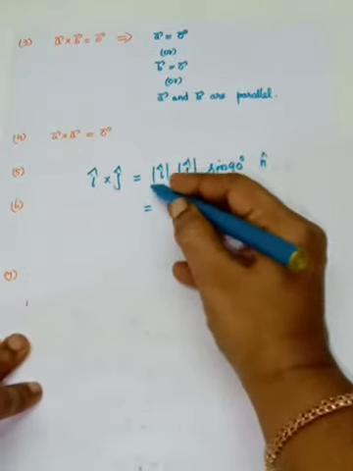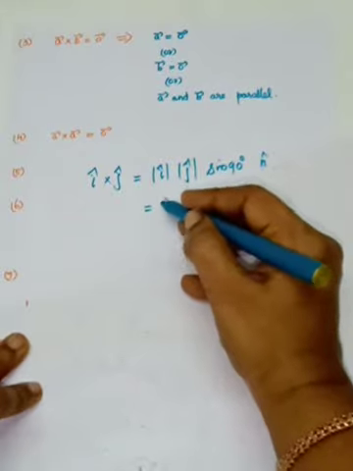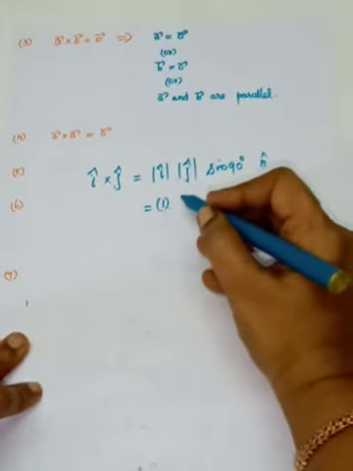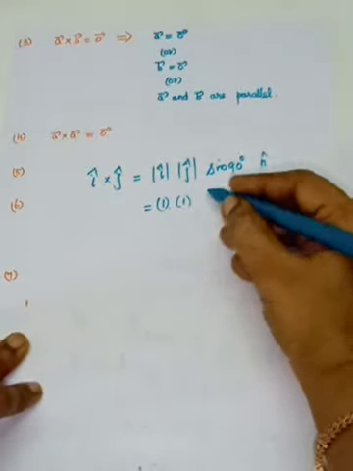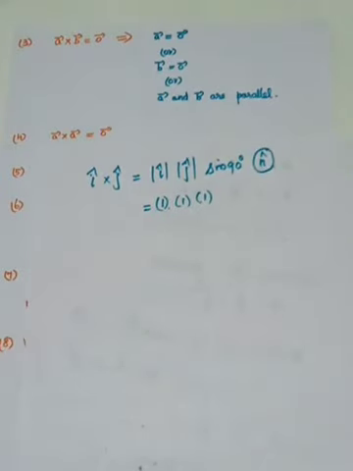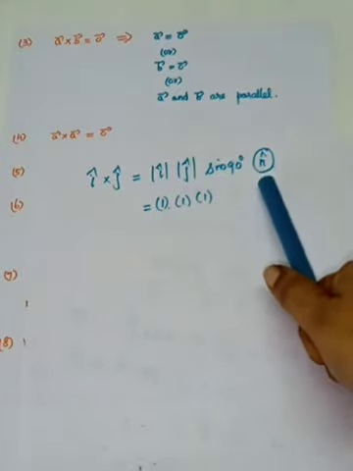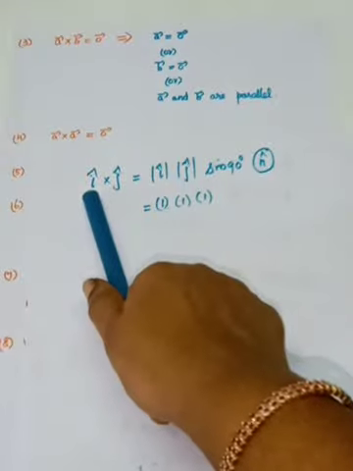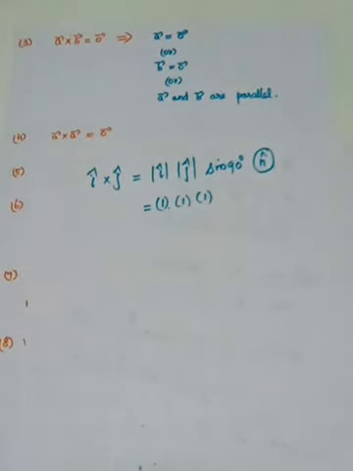So modulus of i cap, it's a unit vector, so the modulus is 1. Here also modulus of j cap is 1. What is sine 90 degree? Sine 90 degree also is 1. And n cap, what I have said at the starting, it is a unit vector normal to i cap and j cap. So while you are talking about a vector cross b vector, n cap is a unit vector perpendicular to a vector and b vector. So here n cap is a unit vector perpendicular to i cap and j cap. You see that i cap is acting along x-axis, j cap is acting along y-axis.